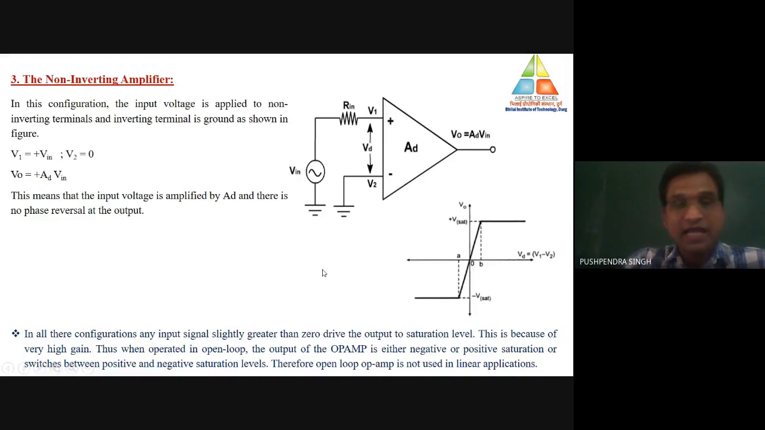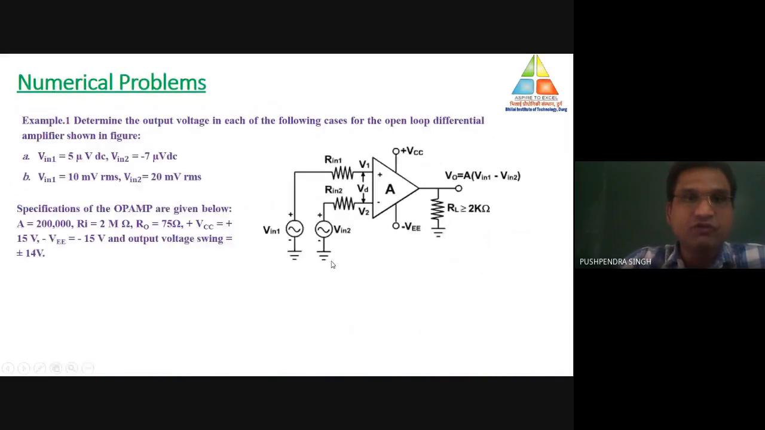Now, after that, we will see the concept of negative feedback or the closed loop configuration of op-amp. And before going to closed loop configuration of op-amp, let us solve one problem related to open loop configuration of op-amp.